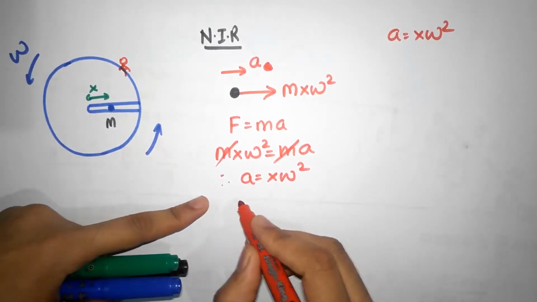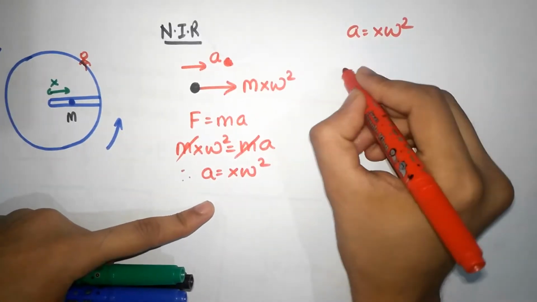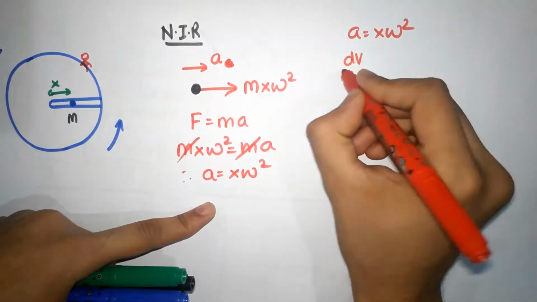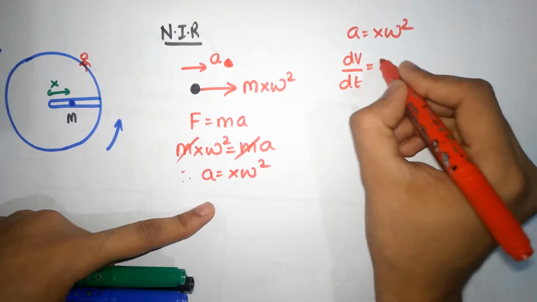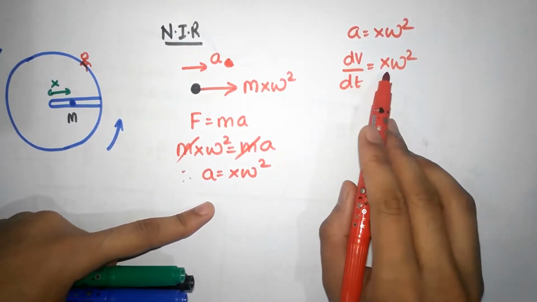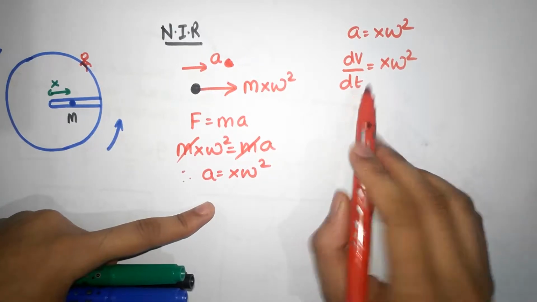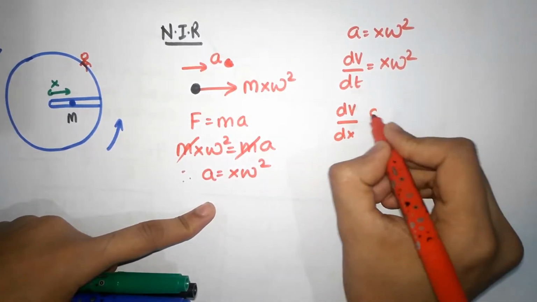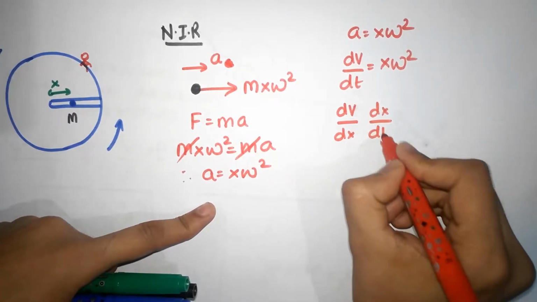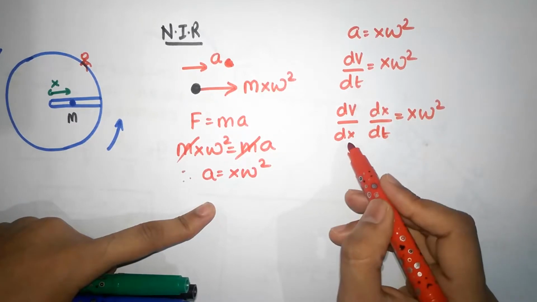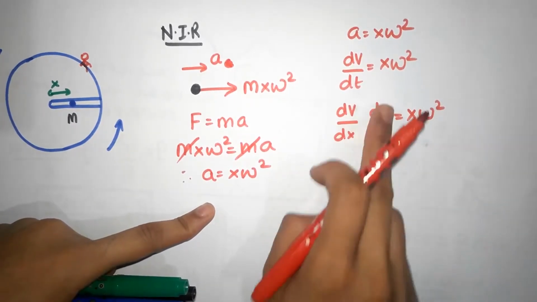The acceleration we know is, let me write that over here, acceleration is x omega square, and acceleration is dv by dt. So that is x omega square. But I want an equation with v and x. I want to get rid of t. And there's always a very simple trick for this. You multiply by dx in the denominator, and you multiply it in the numerator. This is actually the chain rule of differentiation.